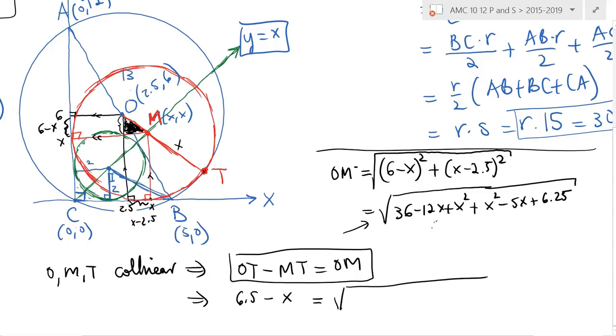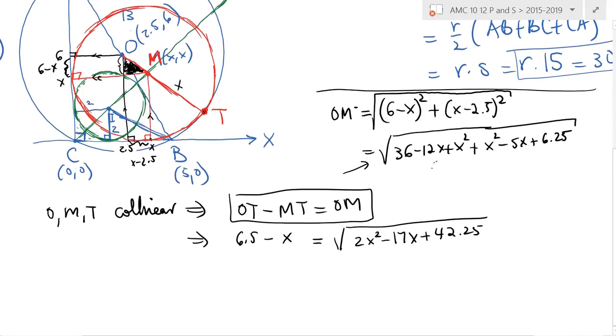I don't want to focus too much on that. So we would have 2x squared minus, I believe, 17x, and then some extra stuff, 42.25. Well, I'll go ahead and quickly square both sides and then do the necessary manipulations. Once you square both sides, you get rid of the square root expression, and life is not that bad. So 6.5 squared minus 13x plus x squared is equal to 2x squared minus 17x plus 42.25. Actually, 6.5 squared is also not too hard to square, right?